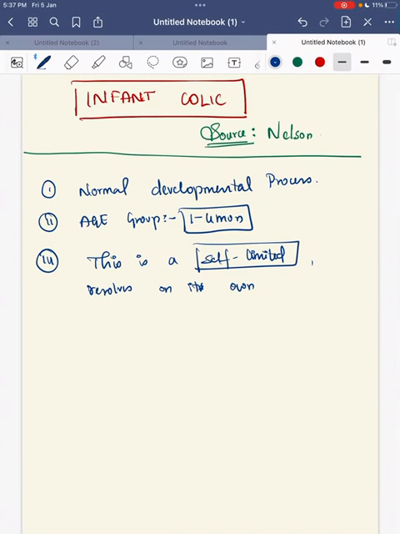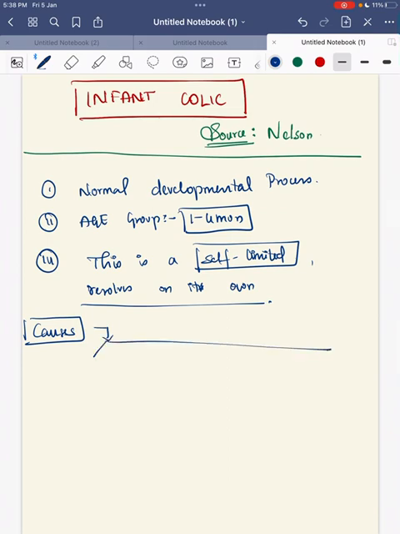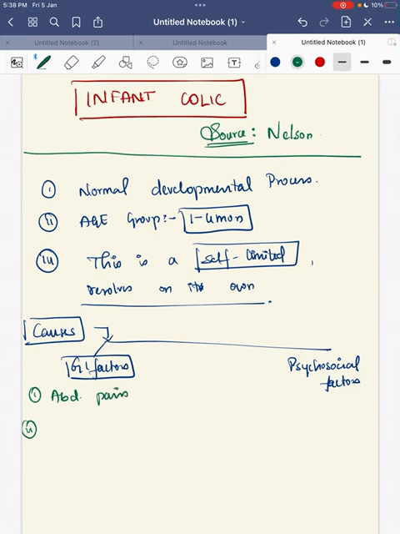When you're going in for the causes of infant colic, it is divided into two. One can be GI factors. Another can be psychosocial factors. Starting off with the GI factors, one is abdominal pain. Secondly, it is immaturity of the nervous and the digestive system.